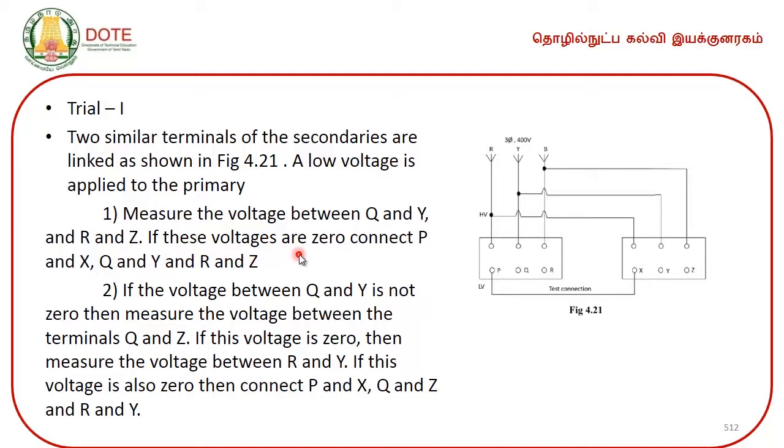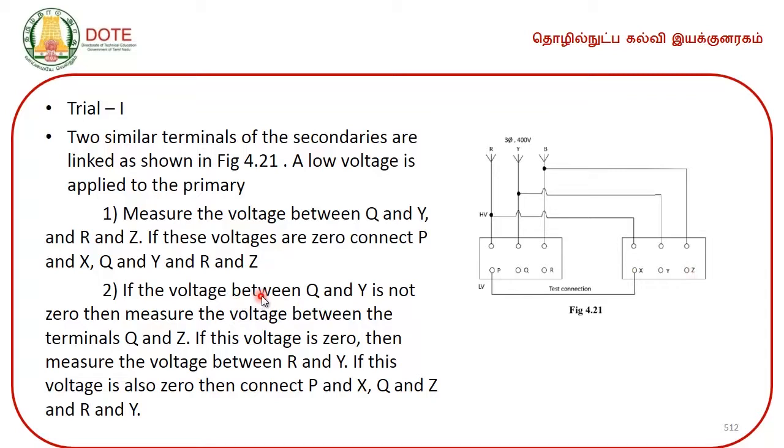If these voltages are 0, then connect P and X, because already P and X are connected. Only thing which is left over is Q and Y. You connect Q and Y, and similarly you can connect R and Z like this. P and X can be connected, Q and Y can be connected, R and Z can be connected.